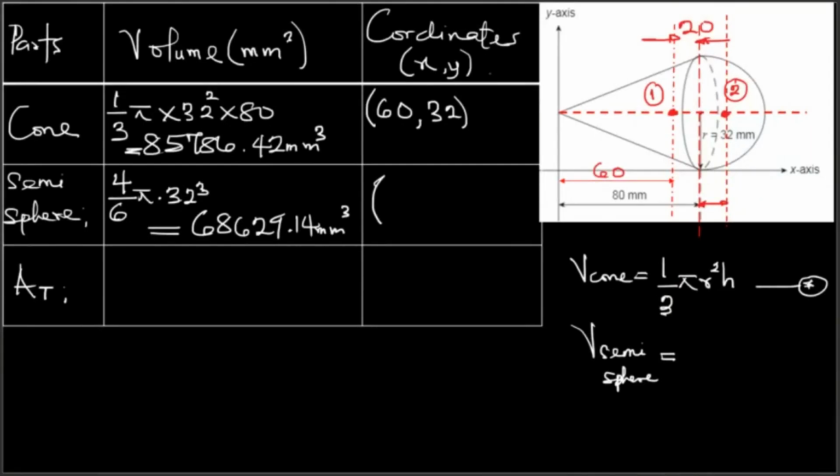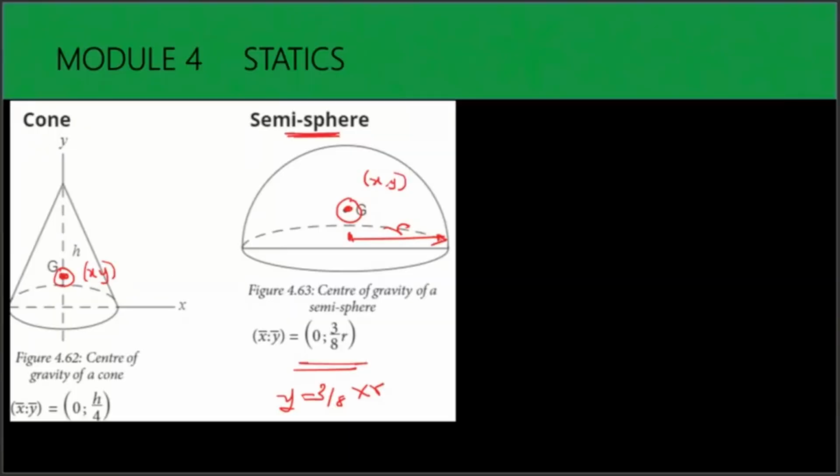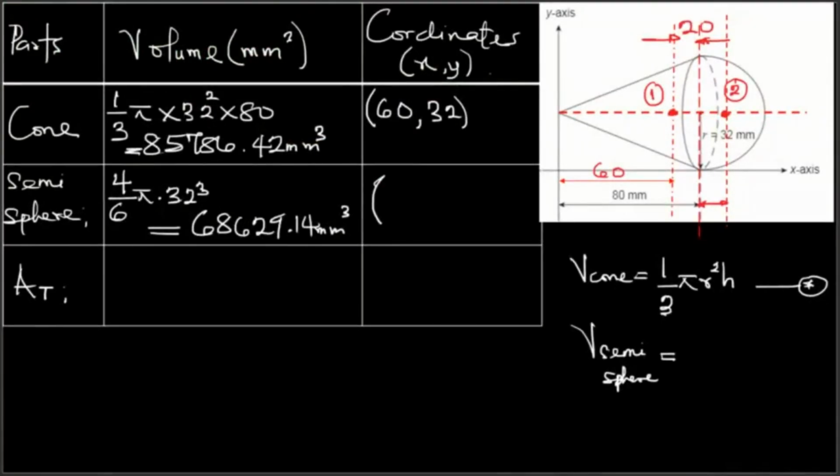So let's go to the semisphere formula. That is 3 over 8. You can see that the y is 3 over 8 r. So that distance there is 3 over 8 r. So this is going to be 3 over 8 multiplied by 32. So that distance there is 3 over 8 multiplied by 32, which gives us 12.